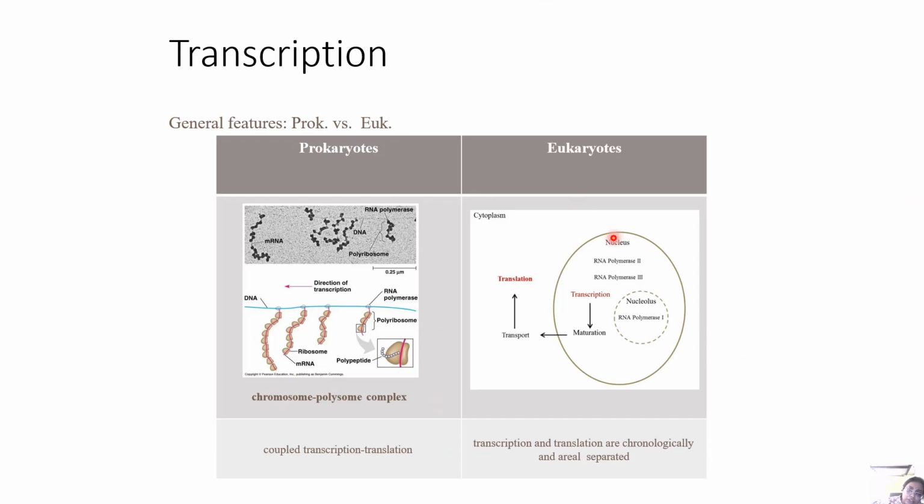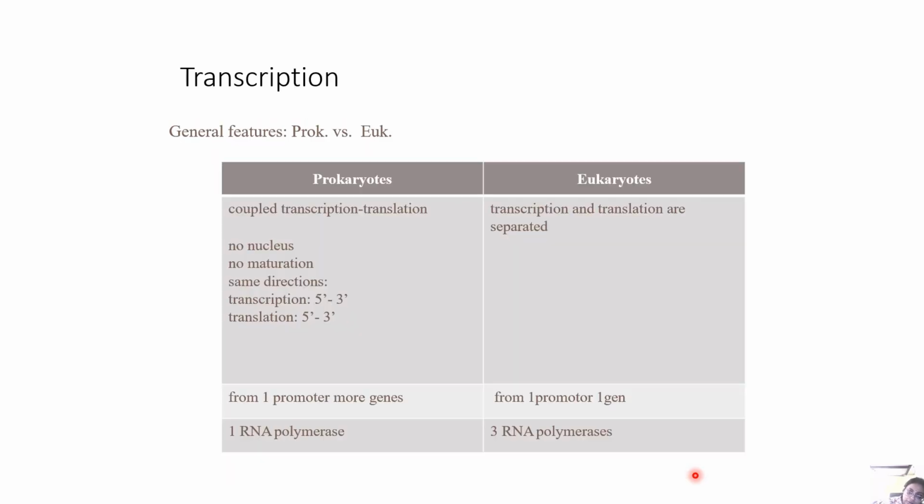General features of prokaryotes and eukaryotes. For the prokaryotes, there is coupled transcription and translation, and for eukaryotes, transcription and translation are chronologically and areally separated. Okay. For the prokaryotes, there is no nucleus, no maturation, transcription 5' to 3', but transcription and translation are separated in the case of eukaryotes.